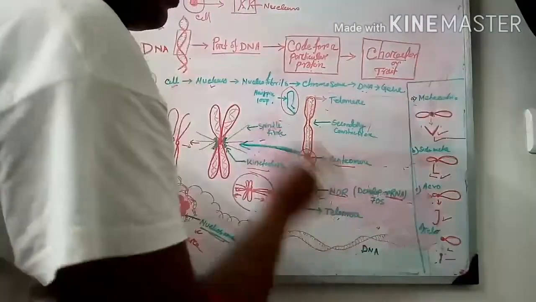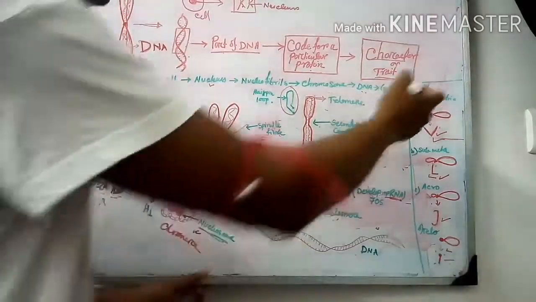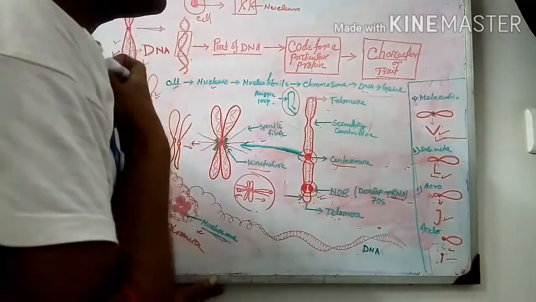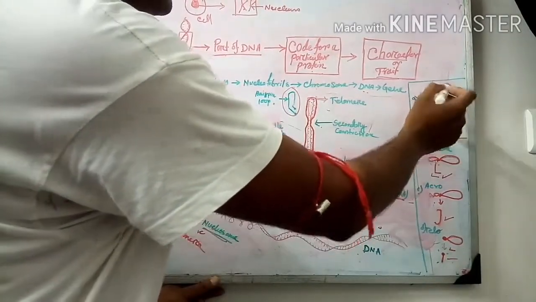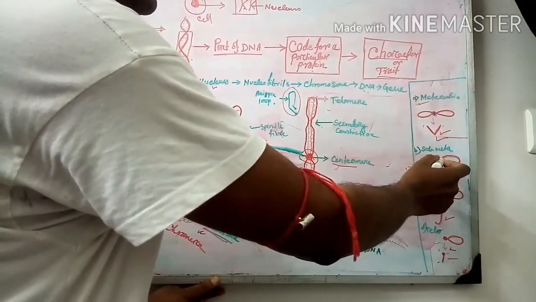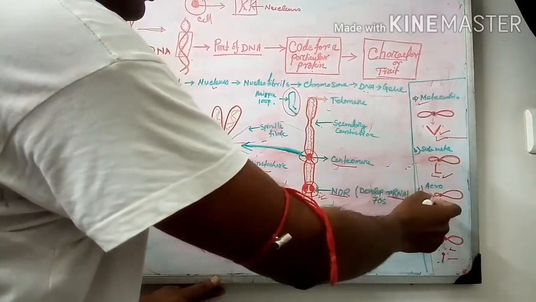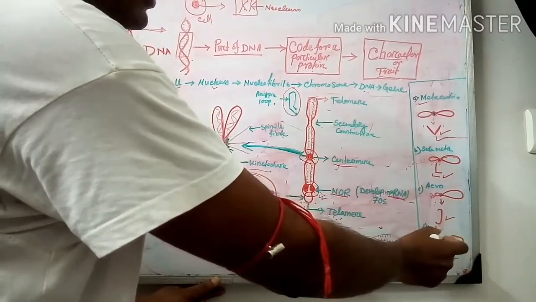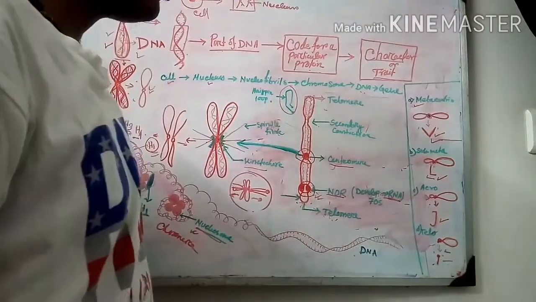However, if we look at the different chromosomal types, we will see that there are four types of chromosomes. There is the metacentric, if the centromere is present at the center. Sub-metacentric, where it is present near the center. Acrocentric, where the centromere is present in the neck region. And telocentric, if the centromere is present in the telomere region, it's called telocentric chromosomes.